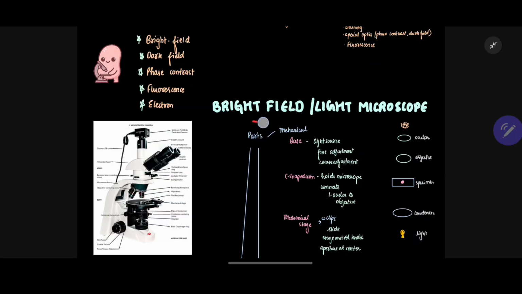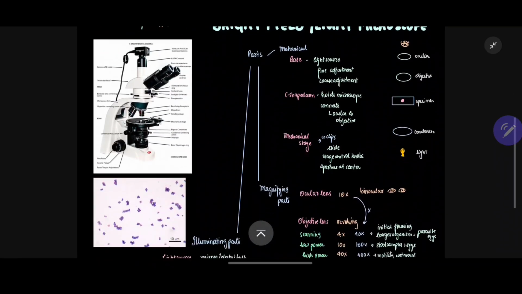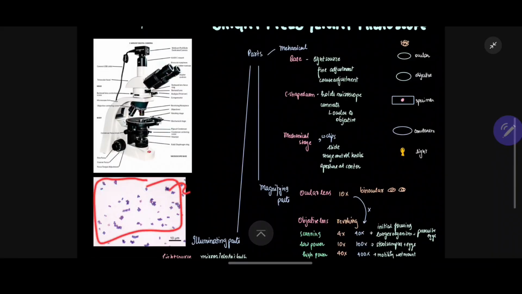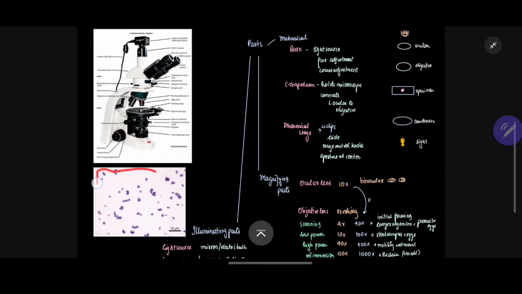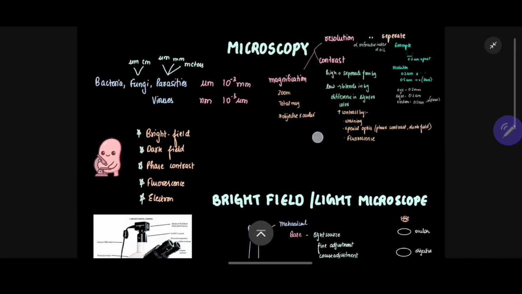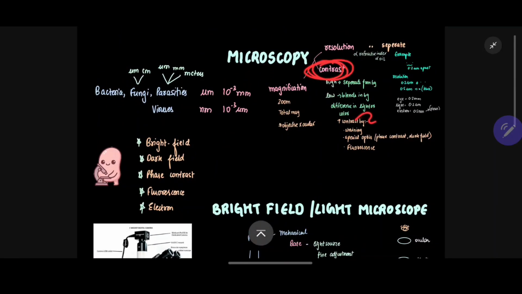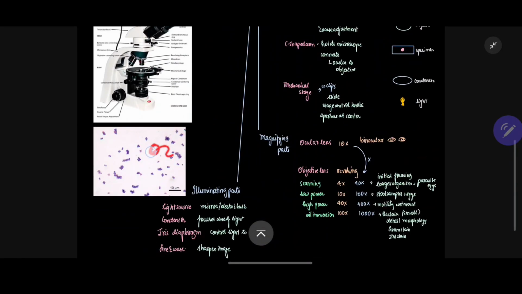Starting with our bright field microscope, or the light microscope. Like I said, the name says that the background is bright and the image that is formed is dark in color. That's why it's called bright field. This is a type of contrast, right? You're able to observe this dark image against the light background. The contrast here is by staining. So our bacteria or parasite is stained, and hence you're able to observe it.